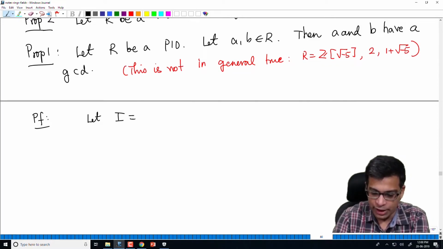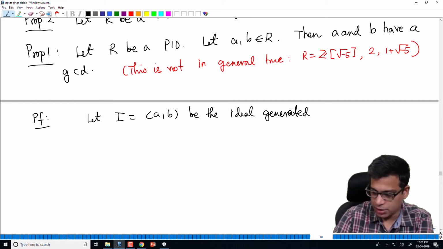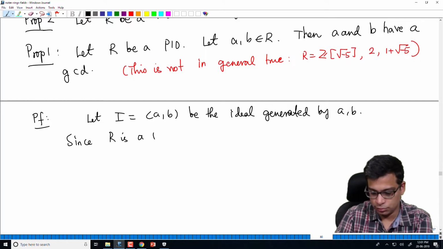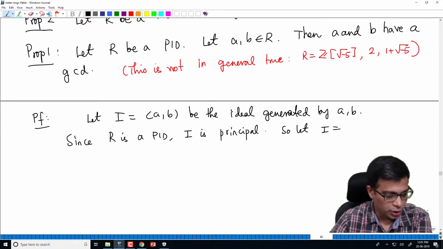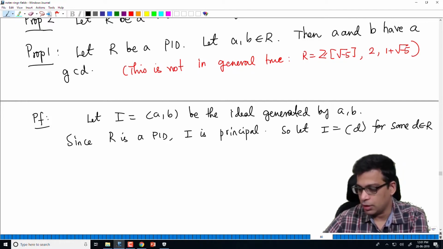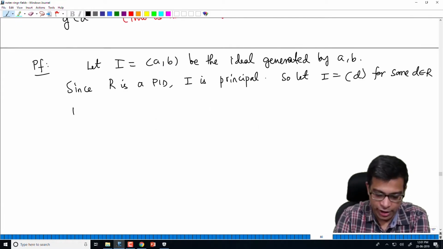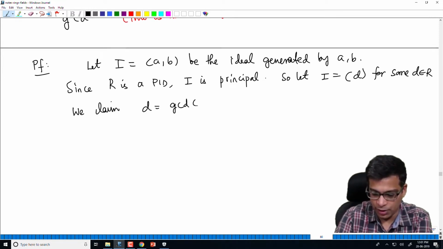So let I be the ideal generated by a and b. Since R is a PID, I is principal. Every ideal is principal. So let I be equal to (d) for some d. It's a principal ideal, so it is generated by a single element. Let's call that d. Then we claim that, as you guess, d is a GCD of a and b.